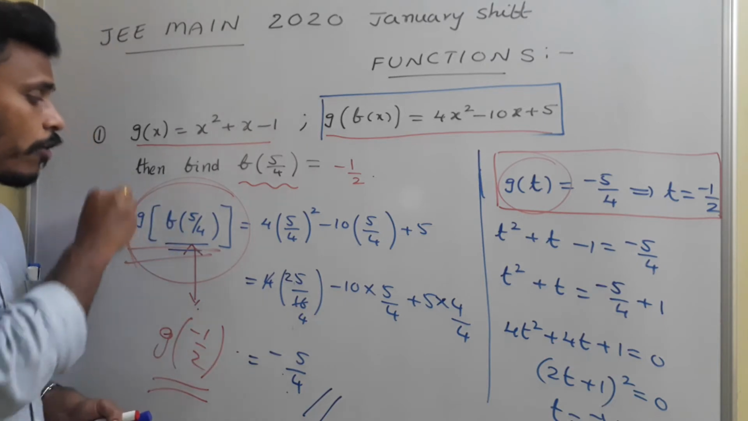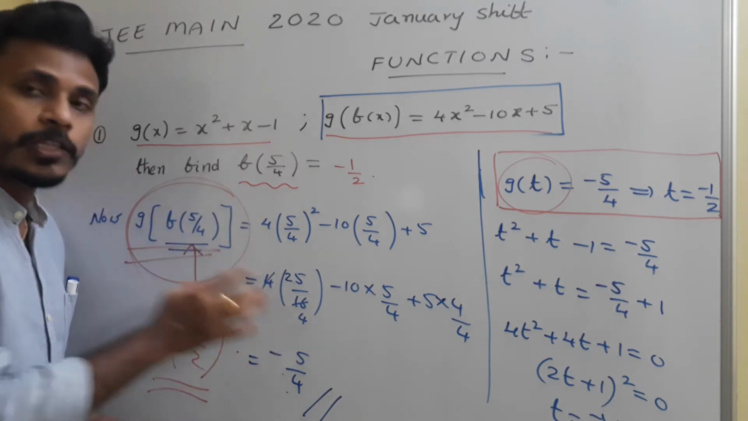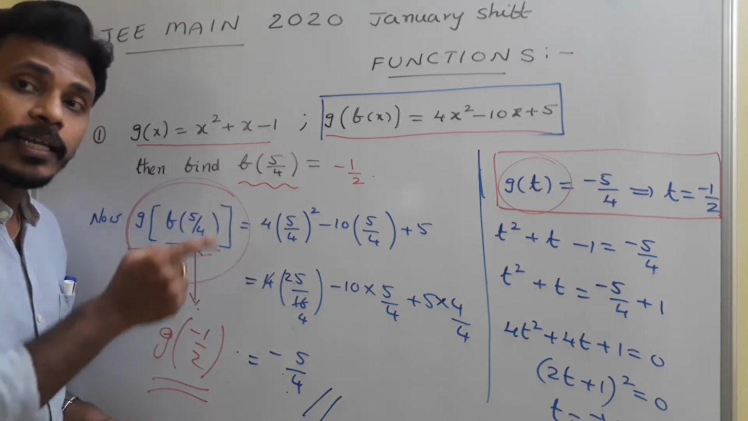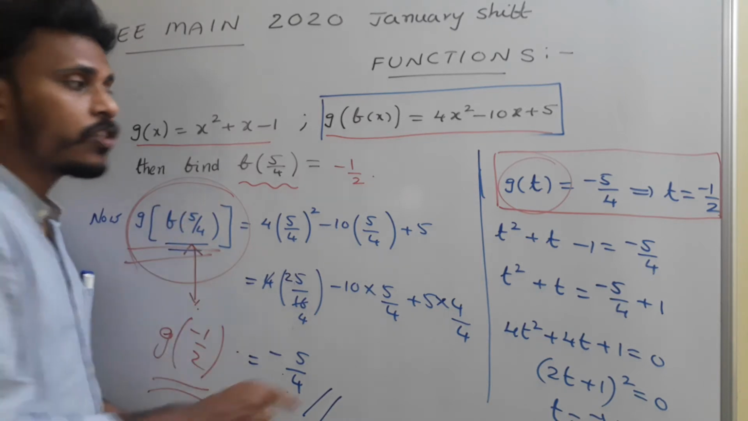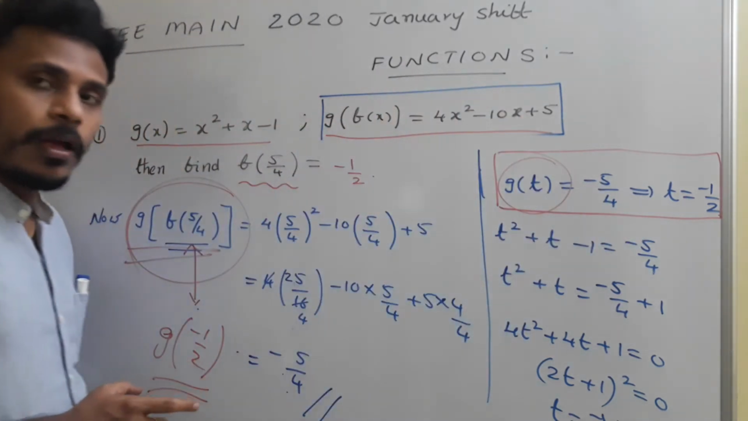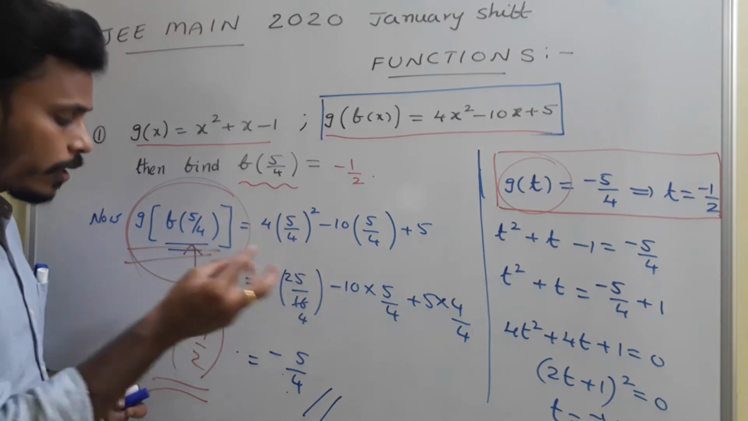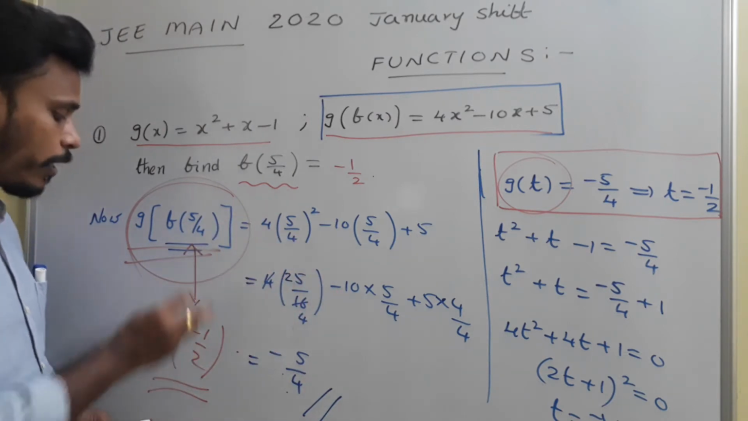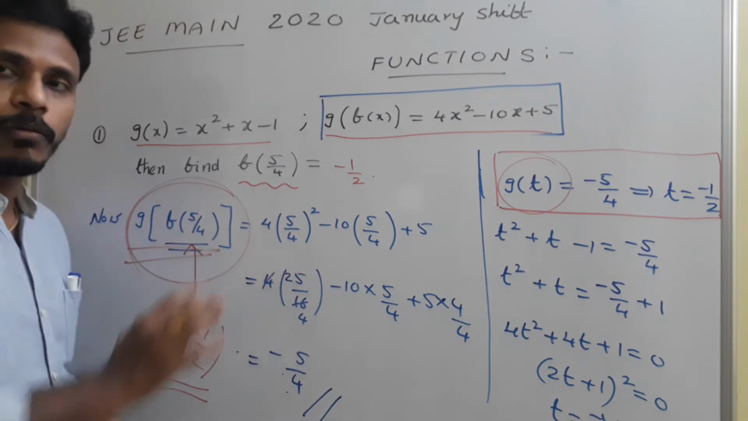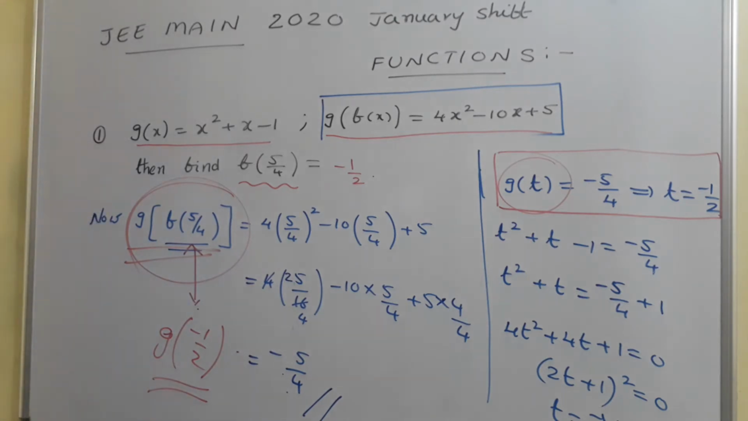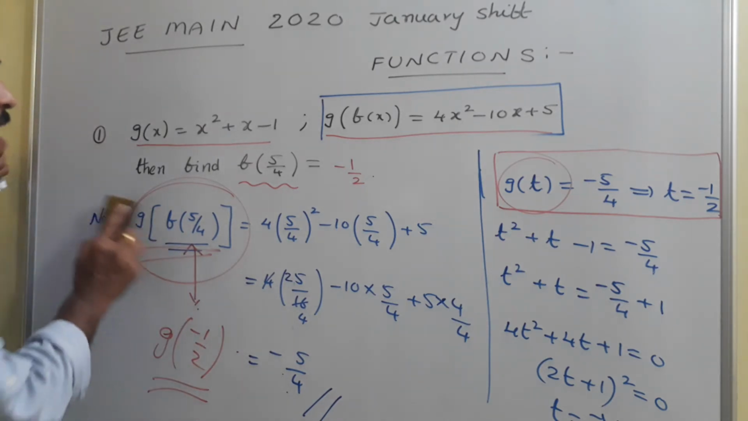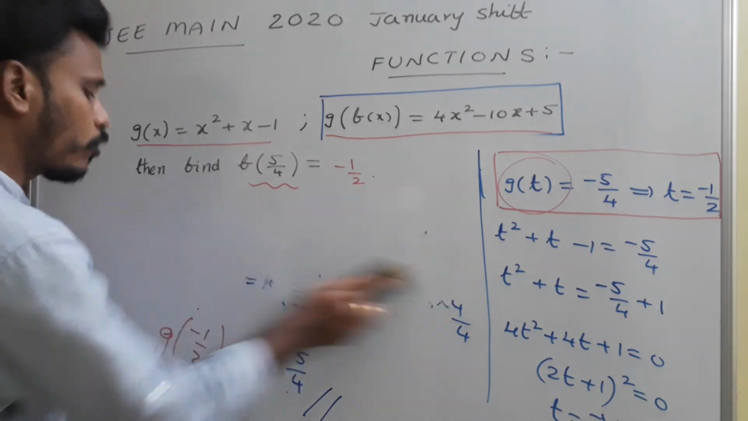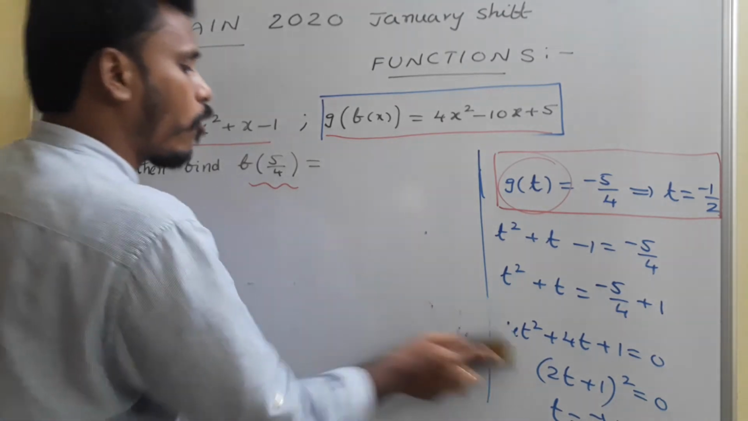Calculating g of f of 5 by 4, which is minus 5 by 4, and calculating the value of t for which g of t is minus 5 by 4. When you combine these two things, you will get that the value of t is minus 1 by 2. At the end, g of minus 1 by 2 is minus 5 by 4. Okay, so this is one way. And in another way, directly you need to use that g of f of x.